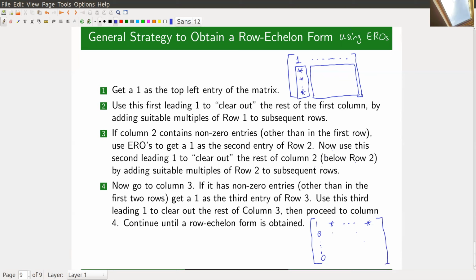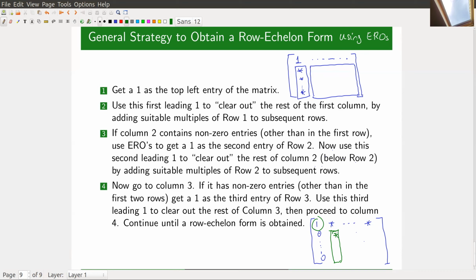And now you have some stuff here in column 2. So after steps 1 and 2, your focus moves basically to these entries of column 2, not the first one, which is to the right of the first leading 1, but the rest of column 2. Okay, so the third step in the list here. So if column 2 contains non-zero entries other than in the first row, then your next goal is to get a 1 in position 2 of column 2.